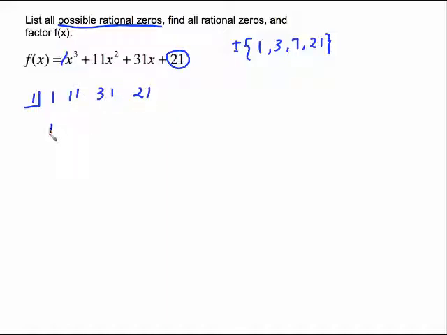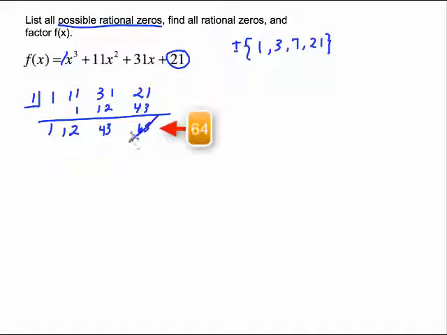When I do my synthetic division here, 1 times 1 is 1, gives me 12. 1 times 12 is 12, gives me 43. 1 times 43 is 43. I add and I get 65. That tells me this doesn't work. If the zero that we have chosen here works, when I do my synthetic division, I will get 0 at the end of my synthetic division. That's what I mean when I say if it works.